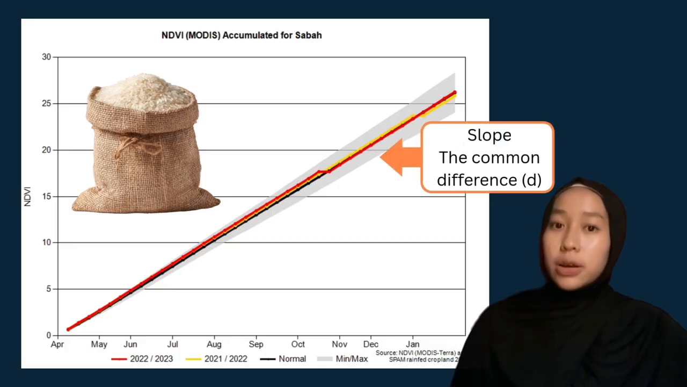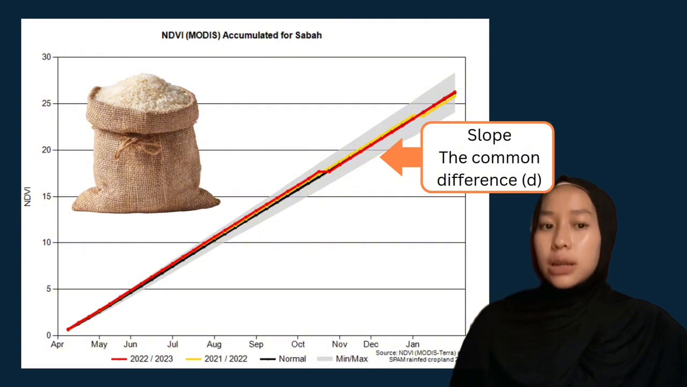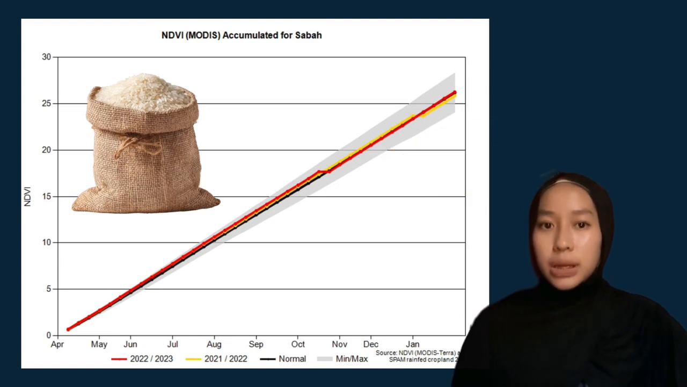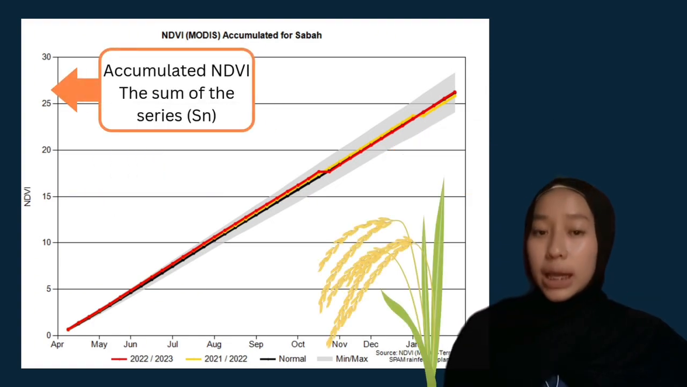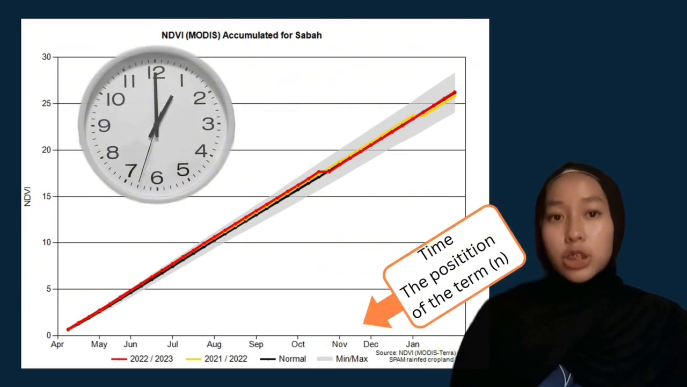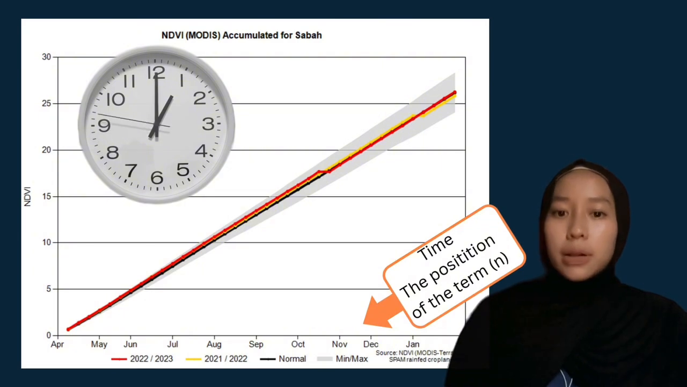To relate this graph, a real-life example of the crops in Sabah, the common difference d is the daily NDVI, or the slope of the line. If the crops grow at a relatively steady rate each day, the amount of greenness added daily is roughly constant. That is why the daily NDVI is the common difference. The sum of the series would be the y-axis. This would mean a_1 is the NDVI on day 1, a_2 on day 2, and so on. The x-axis, which shows time in months, is the position of the term n. So, for example, April would be n=1, May would be n=2, and so on.